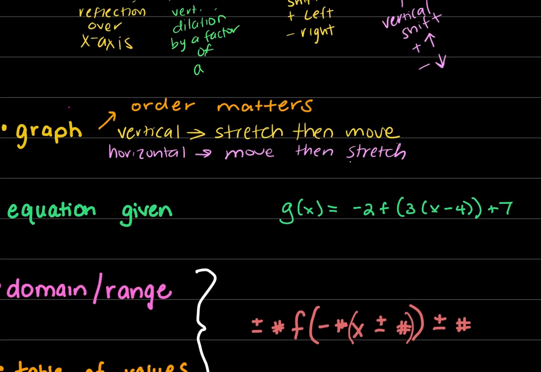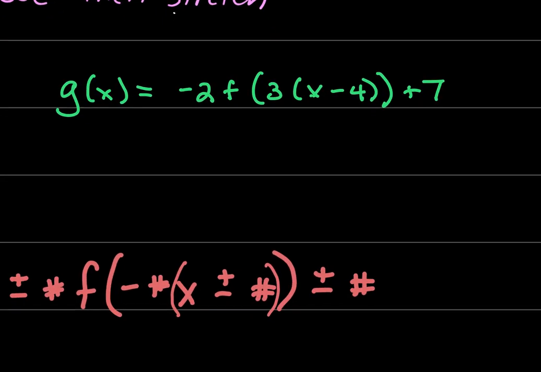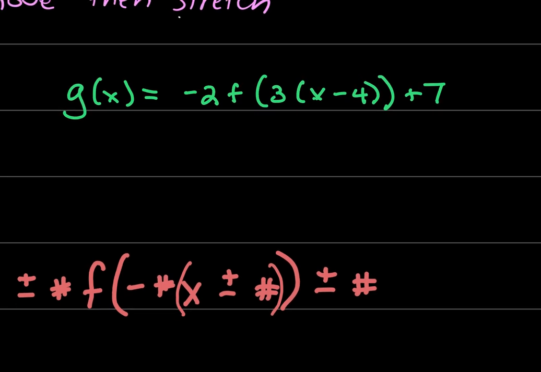So describe all these translations. The negative on the front. Good. Over the x-axis. The 2. Vertical dilation by 2. Good. Vertical dilation by a factor of 2. The 3 inside. Horizontal by 1/3. Good. Horizontal dilation by a factor of a third. The -4 inside. Move right 4. The +7. Up 7.